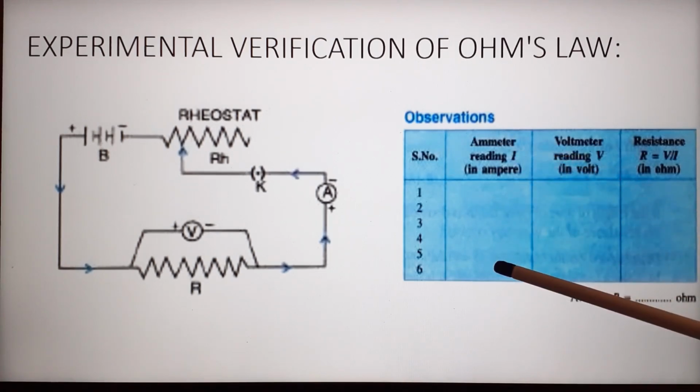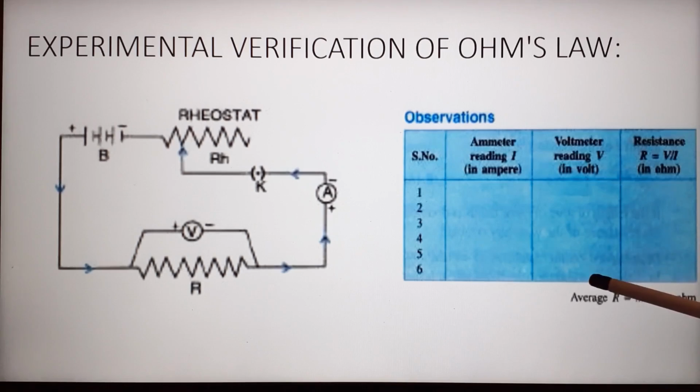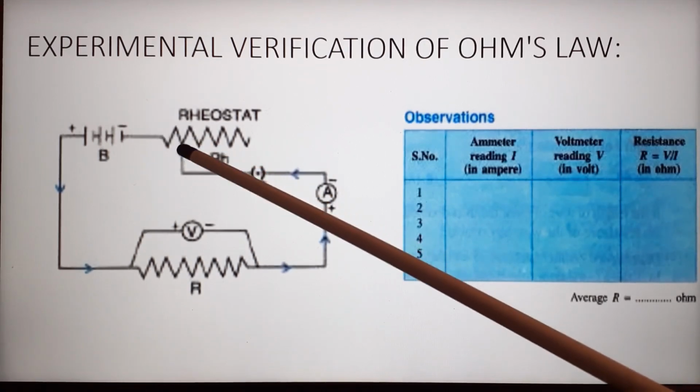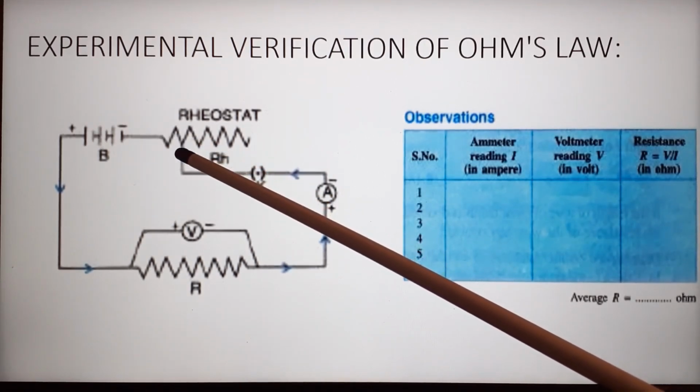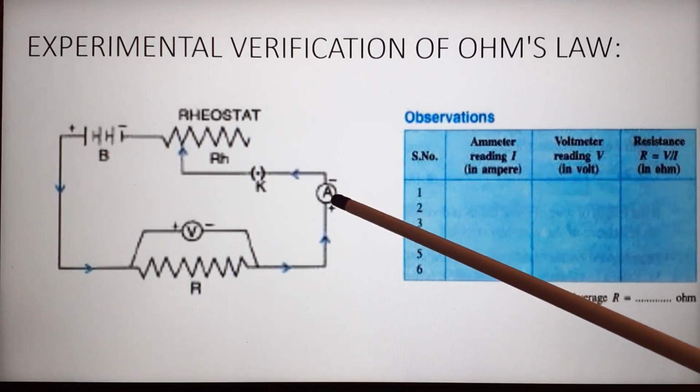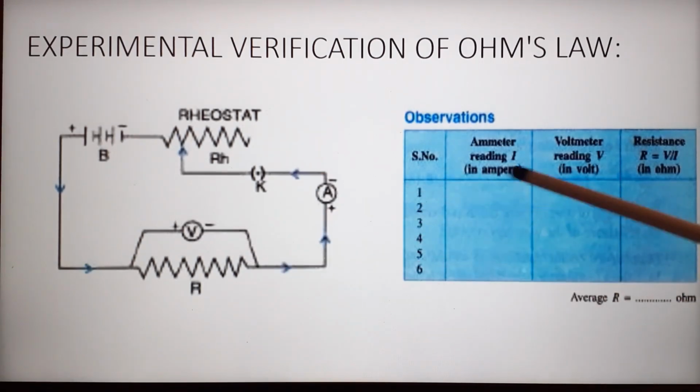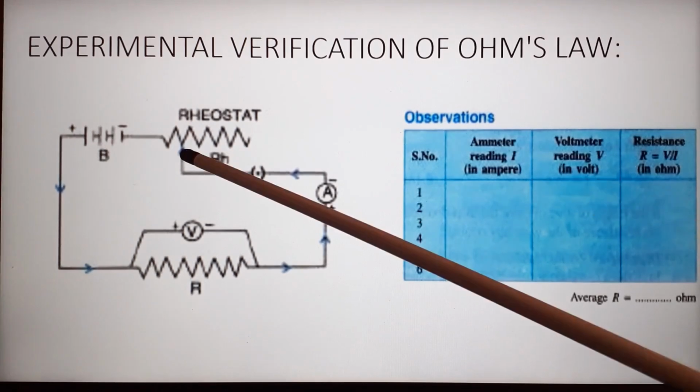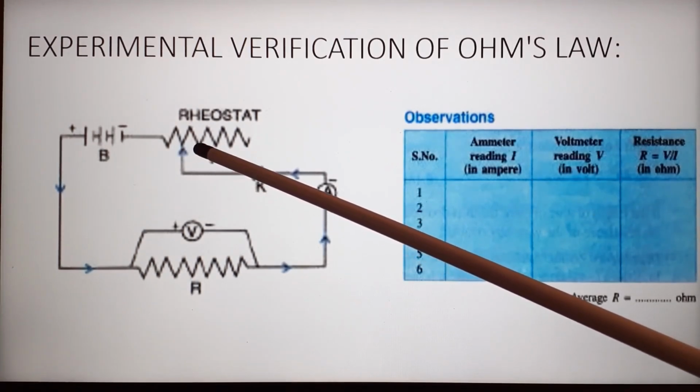So the amount of current will be noted down here, the amount of potential difference will be noted down here, and then we will divide and find out resistance. Now let's first keep our rheostat terminal at this point. Note down the value of current and potential difference in this table. From here we should change the value of resistance.